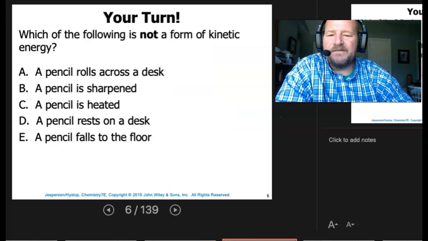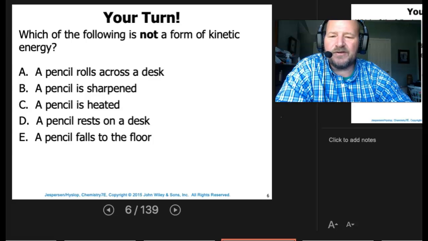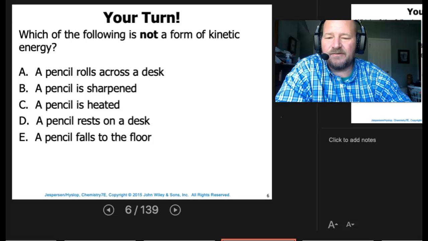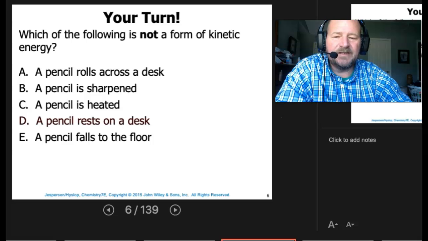All right, so which of the following is not a form of kinetic energy? A pencil rolling across a desk, sharpening the pencil, heating up the pencil, just sits on the desk, or the pencil falls to the floor. And hopefully you said when it's just sitting at rest.